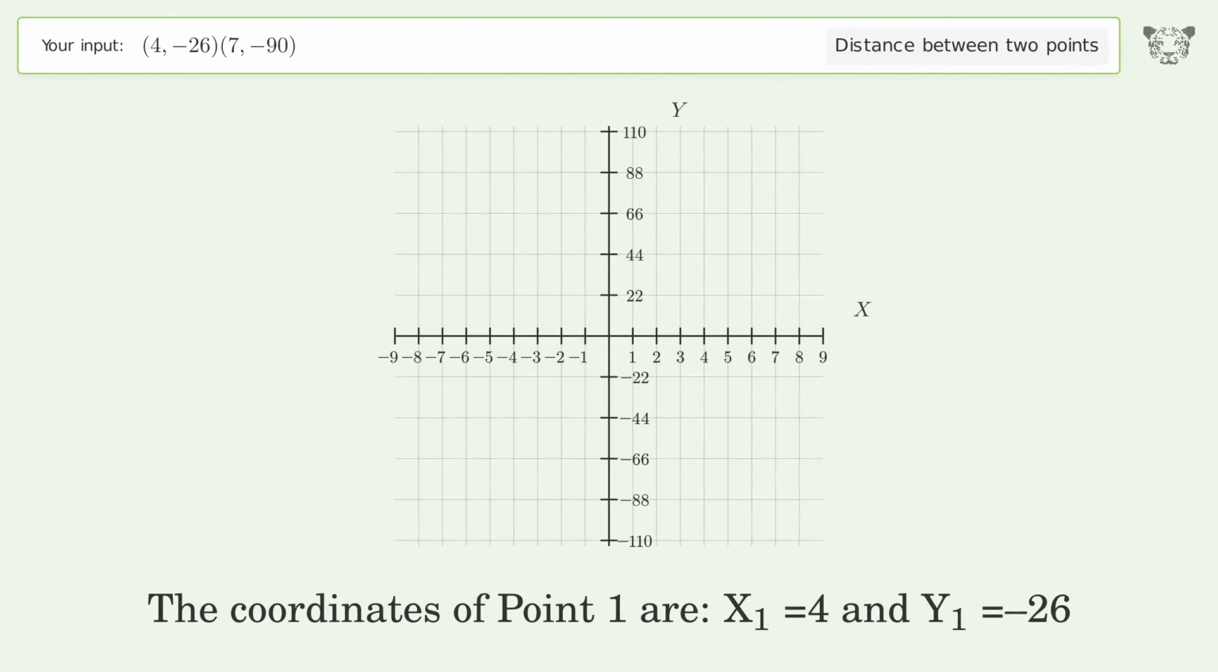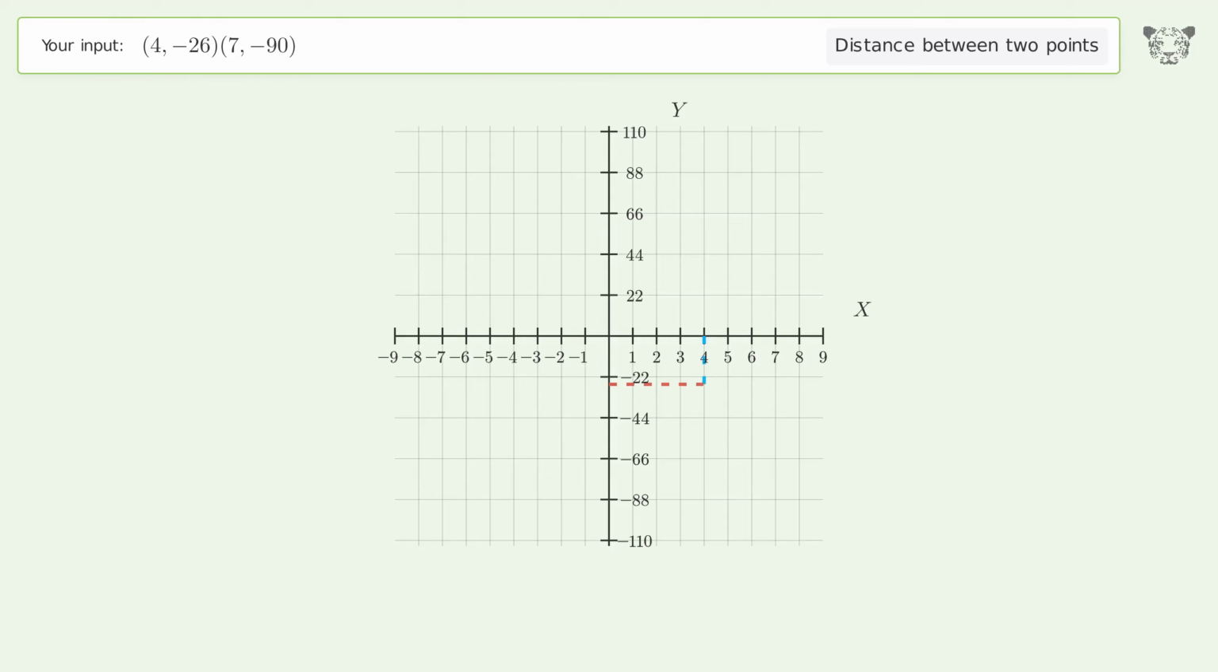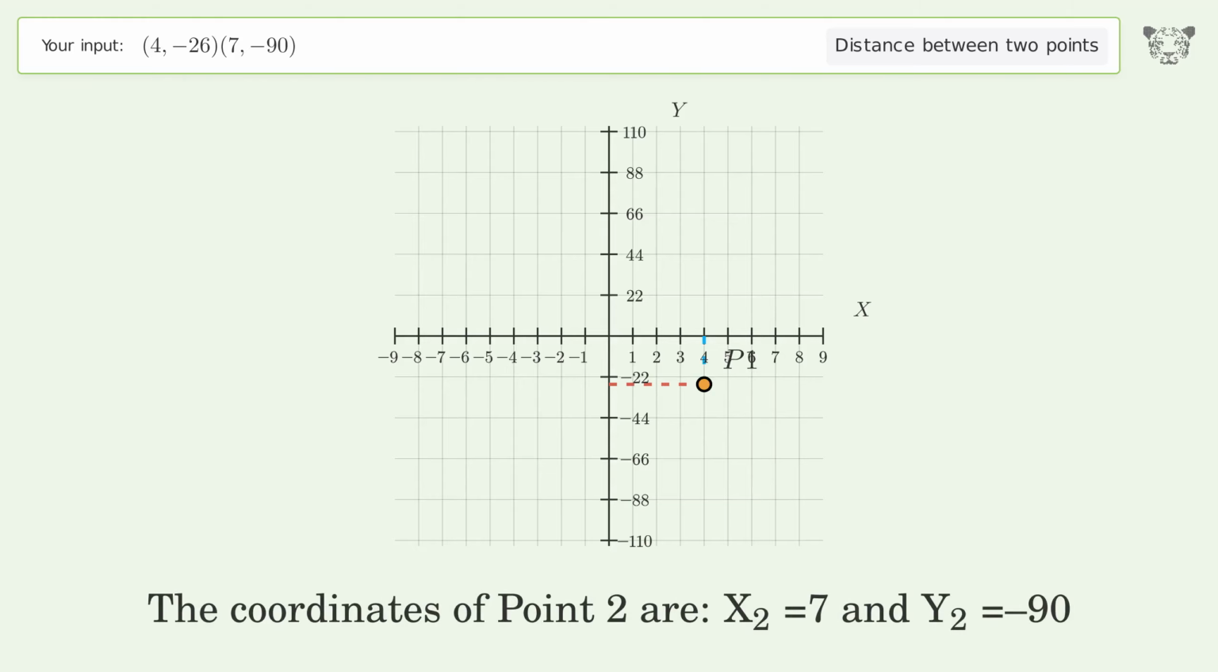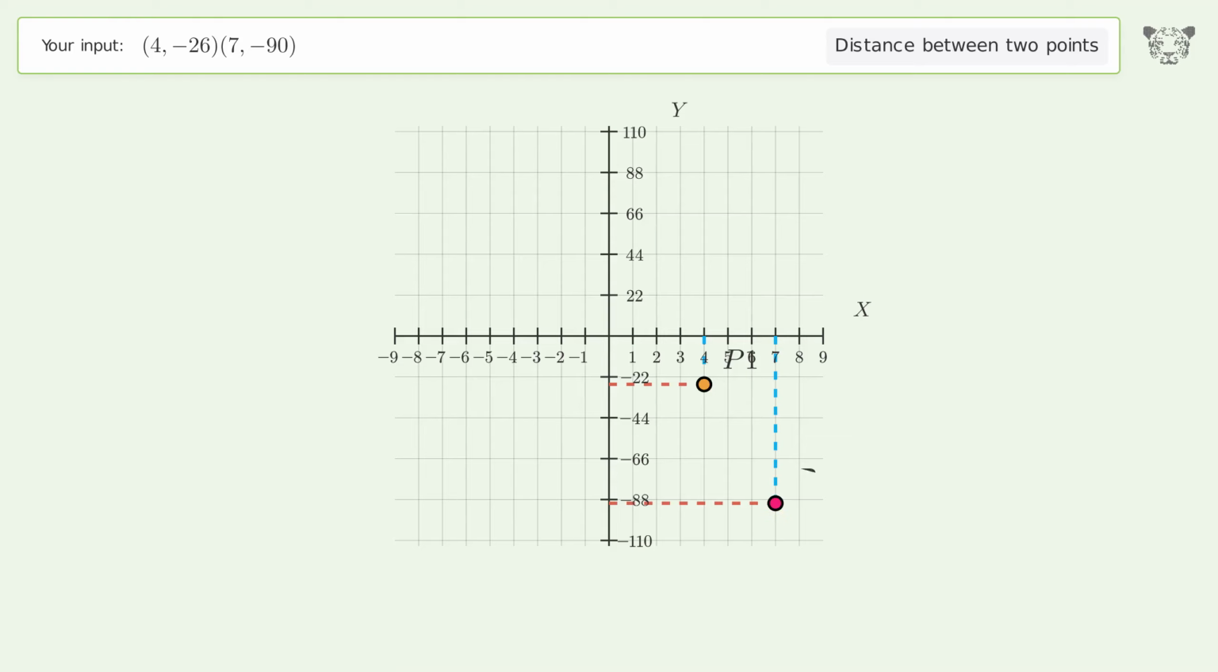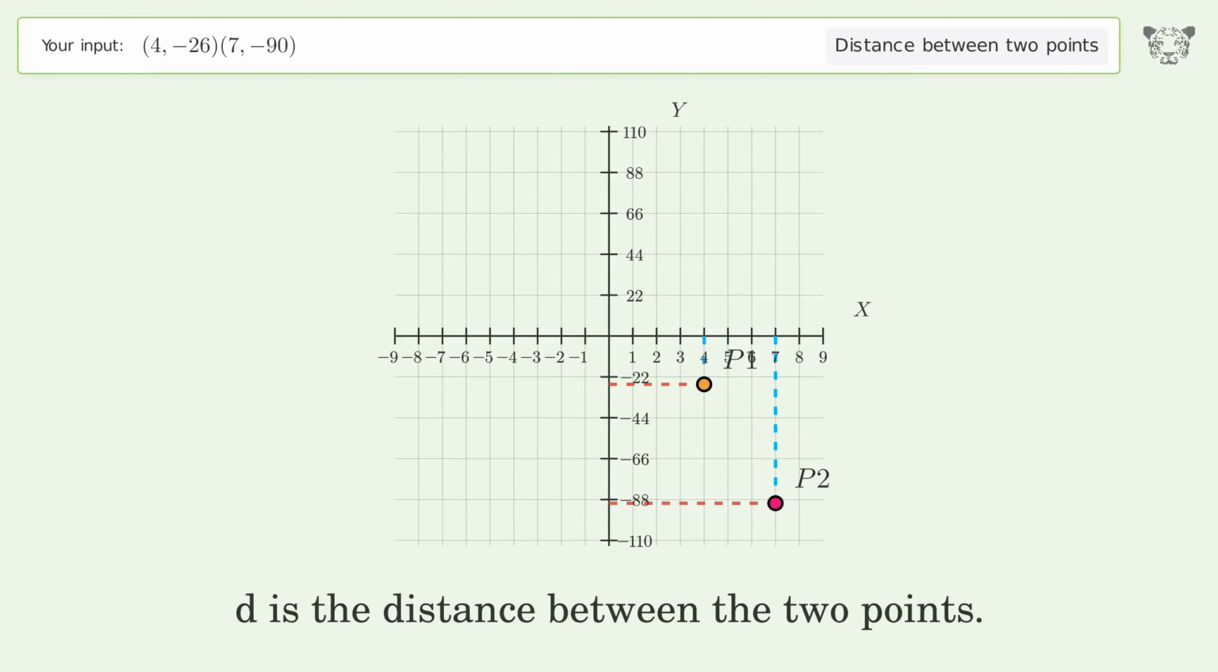The coordinates of point 1 are x1 equals 4 and y1 equals -26. The coordinates of point 2 are x2 equals 7 and y2 equals -90. D is the distance between the 2 points.